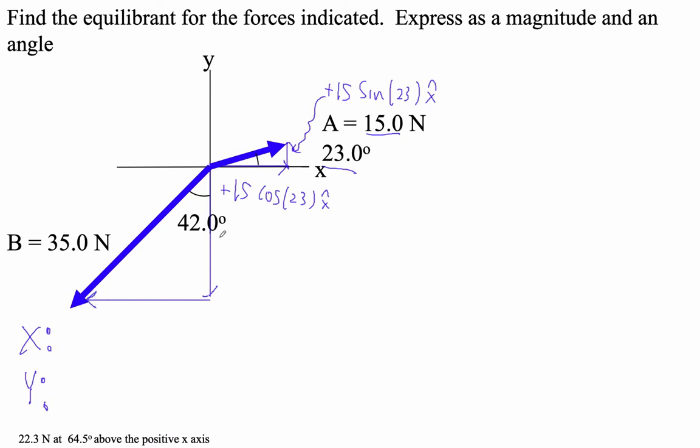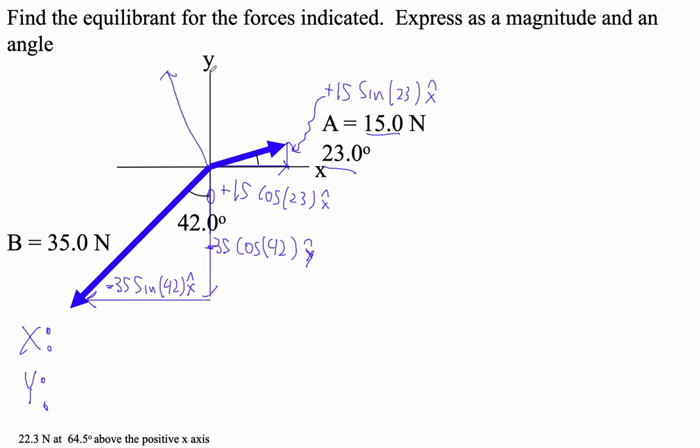There we go. So this is 35. It's the adjacent side, so 35 cos 42, and that's going to be negative and in the y direction. It's a y, not an x. And then this guy is going to be 35 sine 42, and that's also negative, but it's in the x direction. Okay, so now we've got our components, and our unknown force is going to be something like this.